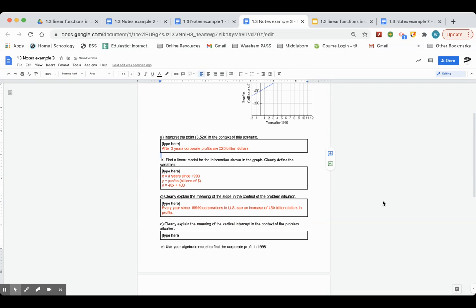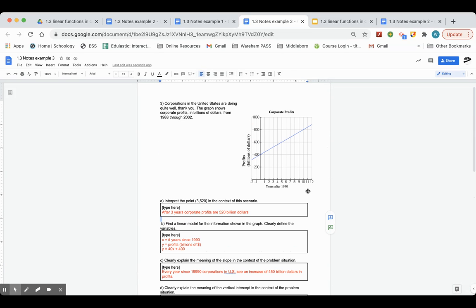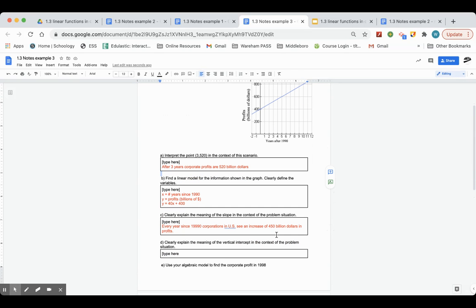Clearly explain the meaning of the vertical intercept in the context of the problem. All right, so in 1990, corporations' profits were about $400 billion.